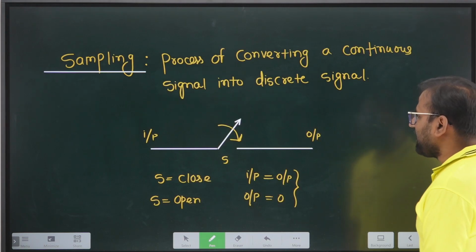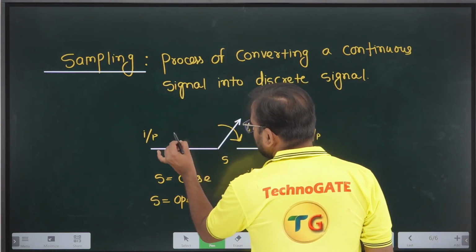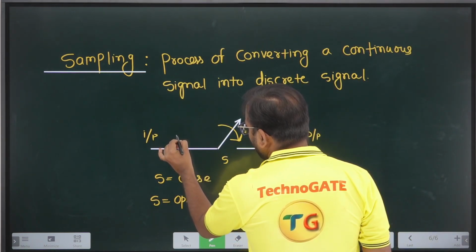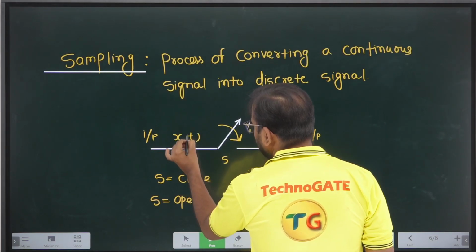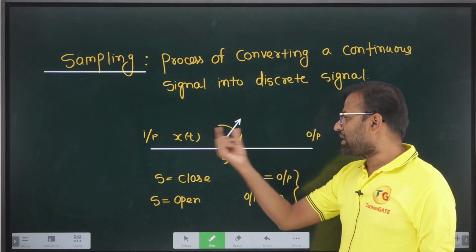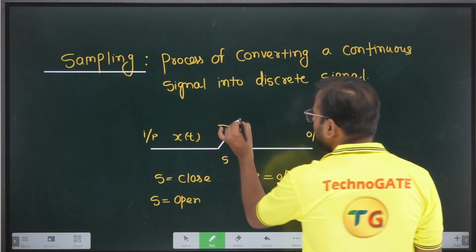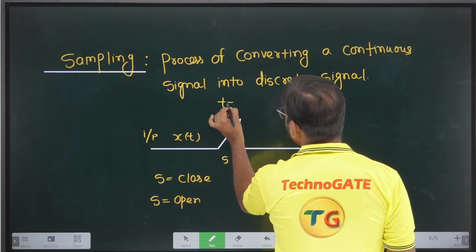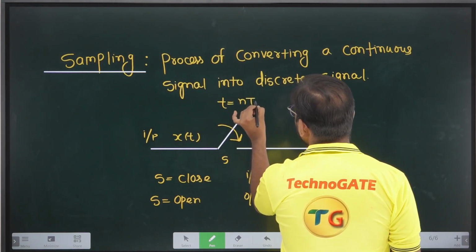Now, what is sampling? Let's say this signal is x of t. X of t is known as a continuous signal, because t is continuous, defined at every time instant. Now this sampling will do what? This will convert this t into n into Ts.